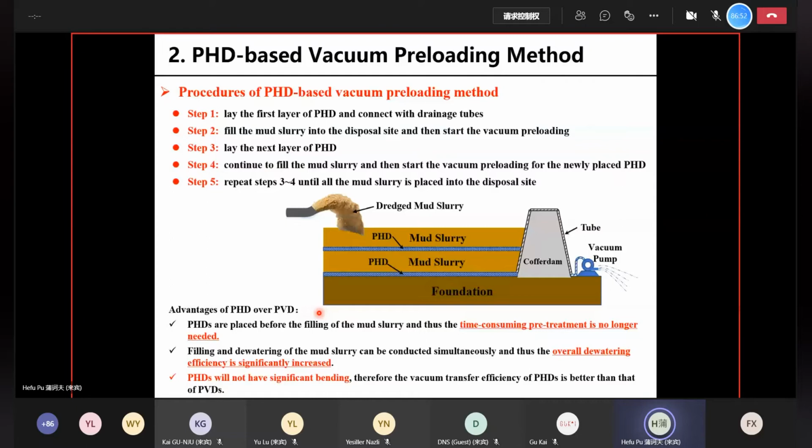And lastly, during the process of filling of the material, we can also mix in additives into the mud slurry for improved treatment efficiency. For example, we can add in flocculant to improve the dewatering efficiency. We can also add in solidifiers such as cement binder to increase the shear strength.